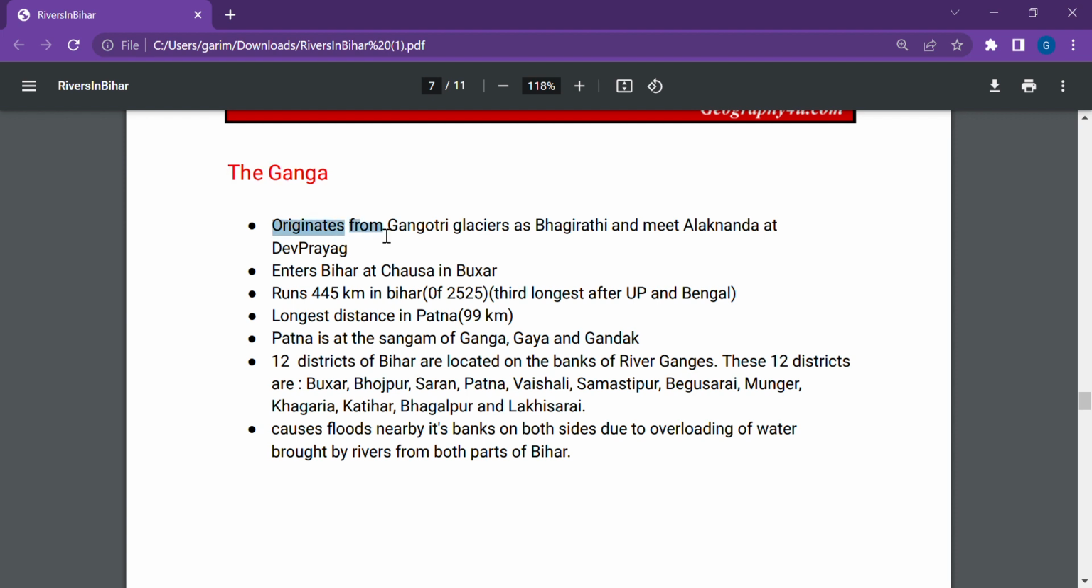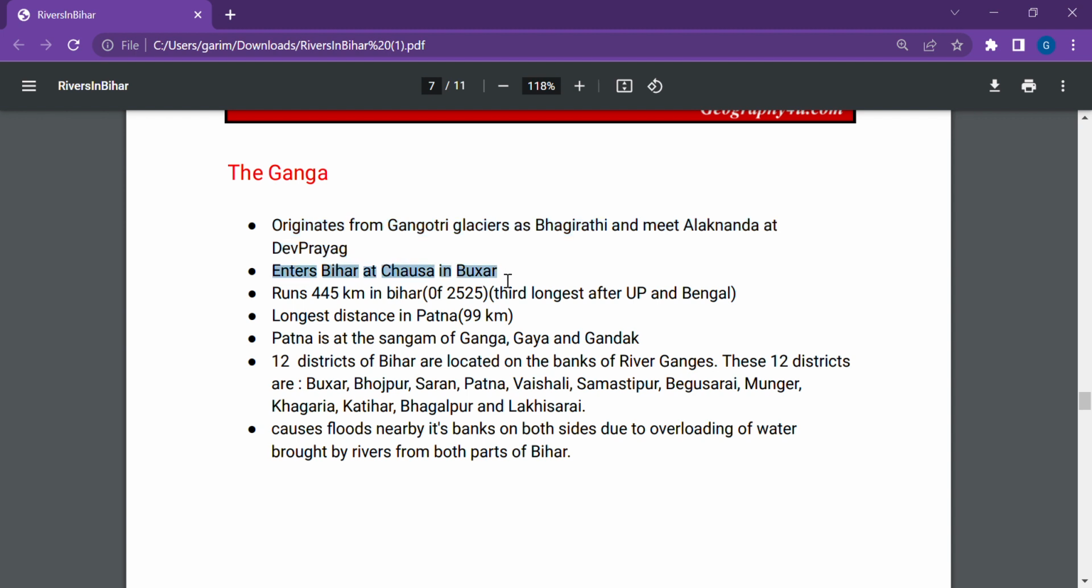It originates from the Gangotri glacier, and when it originates from this glacier, it is known as Bhagirathi. It is not known as Ganga when it originates. After covering some distance, it meets Alaknanda at a place called Devprayag, which is in Uttarakhand. After Uttarakhand, Ganga goes into UP and then enters Bihar at Chausa, which is in Buxar.